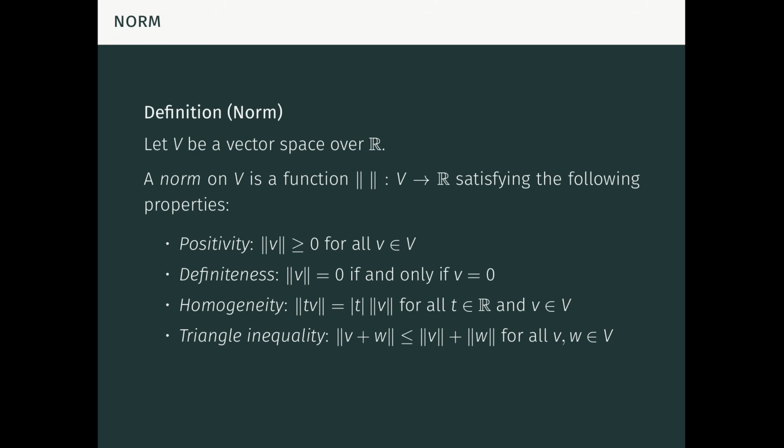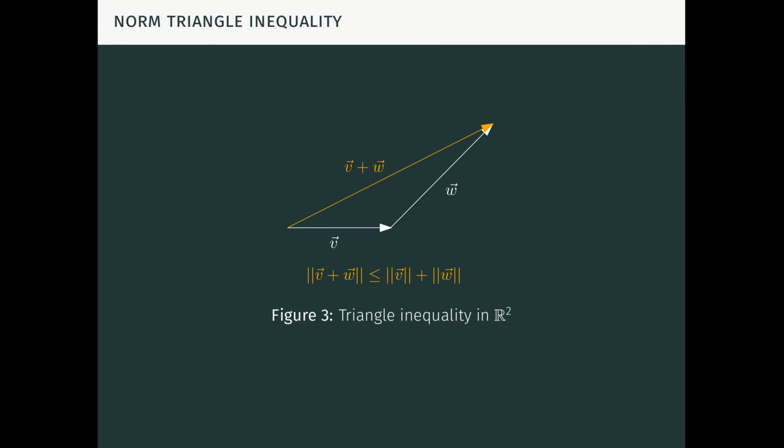Finally, the triangle inequality is best viewed in R2, or the Euclidean plane. If I have a vector v and a vector w, and I compute the vector sum using the parallelogram rule, you can see clearly here that the length of v plus w is always going to be less than or equal to the length of v plus the length of w. In other words, the length of a side of a triangle is always less than or equal to the sum of the lengths of the other two sides.